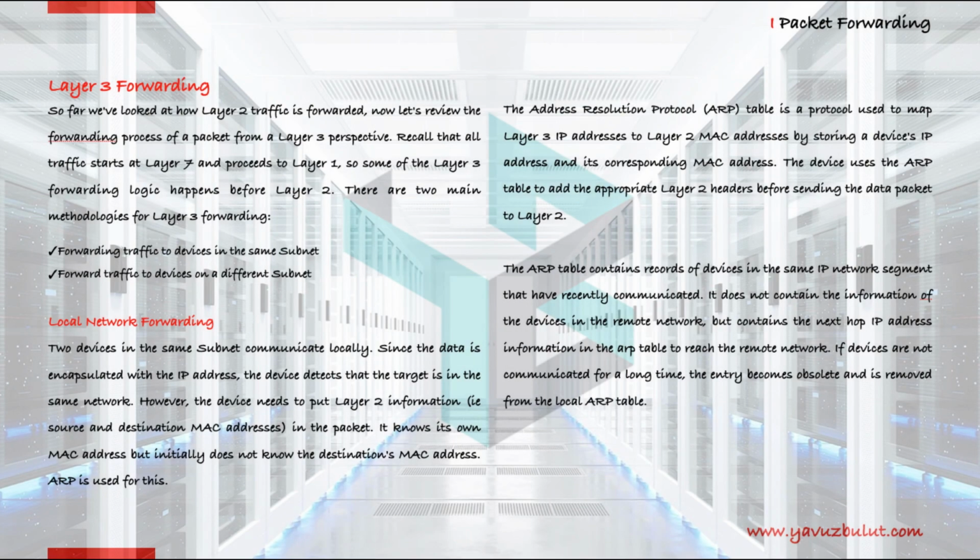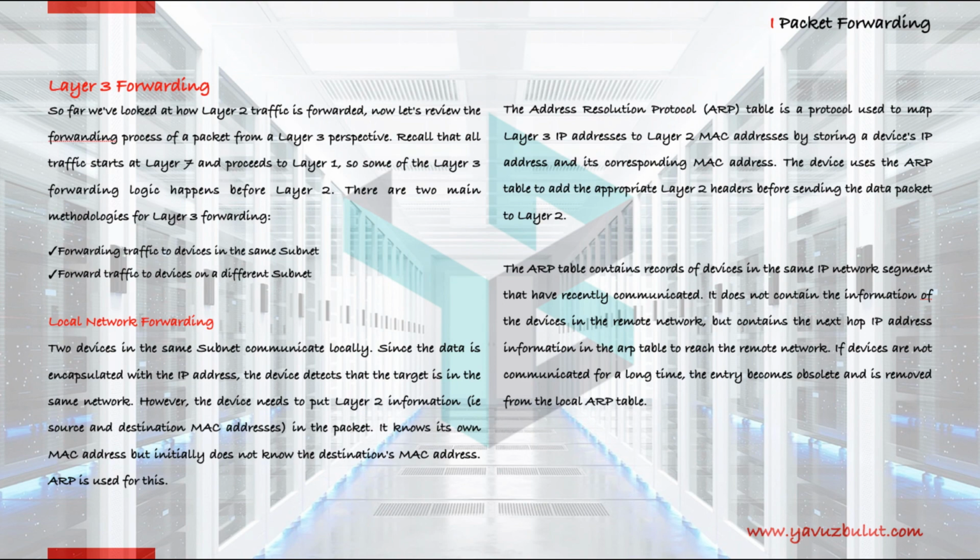On this page, let's talk about Layer 3 forwarding. We have looked at how Layer 2 traffic has been transmitted so far, and now let's review the process of forwarding the packet from the perspective of Layer 3. If we remember that all traffic starts at Layer 7 and moves towards Layer 1, we will remember that some of the logic of Layer 3 forwarding occurs before Layer 2.